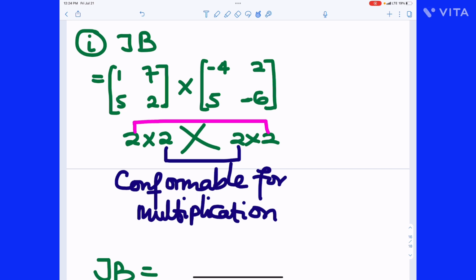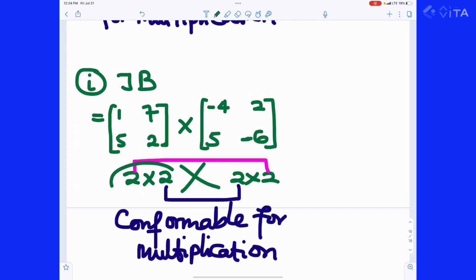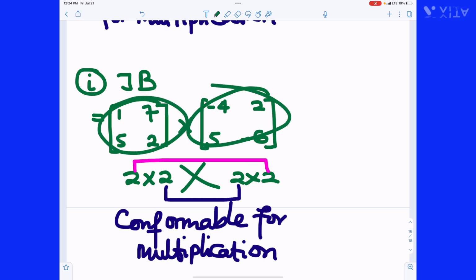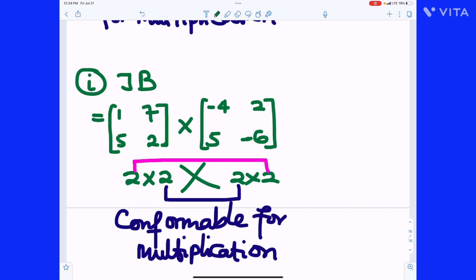So we go to I, JB in I. J is a 2 by 2 matrix, and B is a 2 by 2 matrix as well. So we have to do the multiplication of this by this. Now, if you check very well their order, this 2 is the same as this 2. Okay, can you see that?